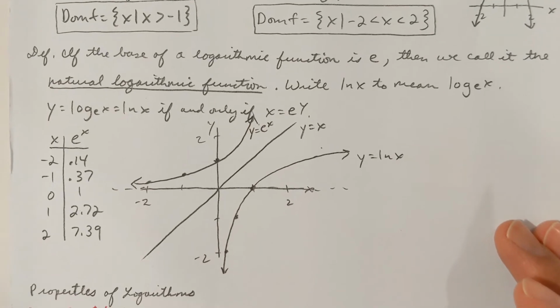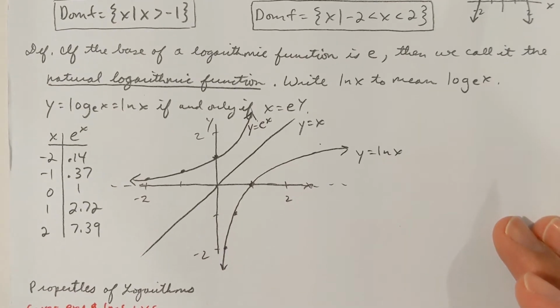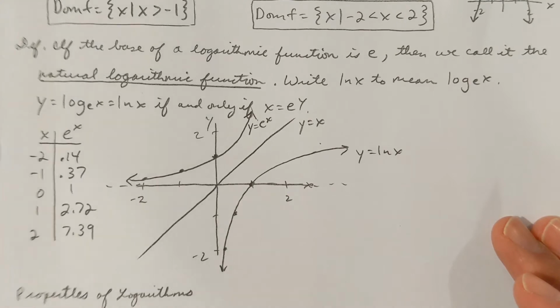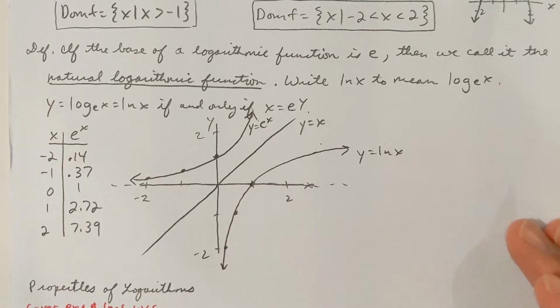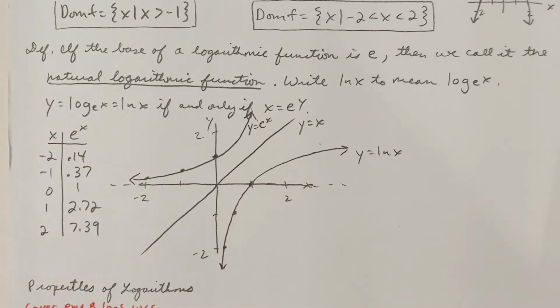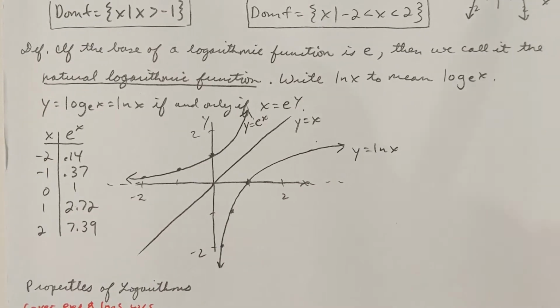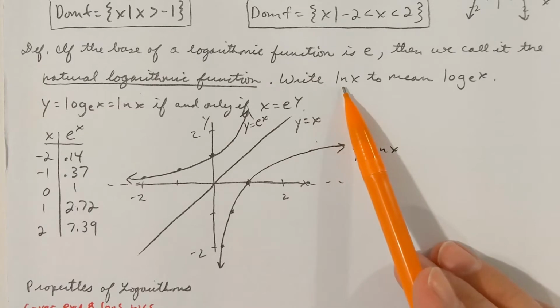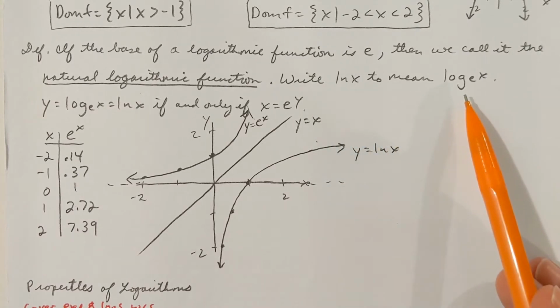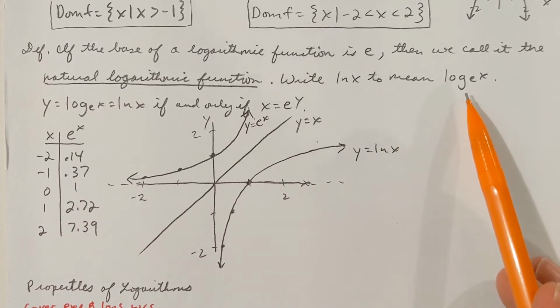All right, the next thing that we'd want to know is the natural logarithm. There's a definition there. It says if the base of a logarithmic function is e, then we call it the natural logarithmic function. For notation, we're going to write the ln of x to mean log base e of x.